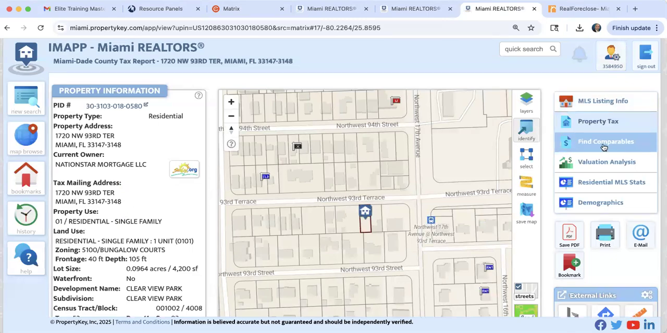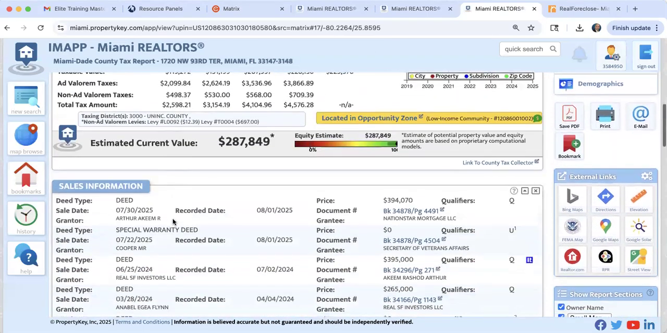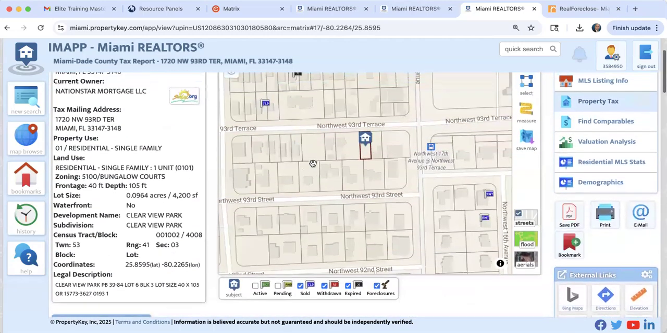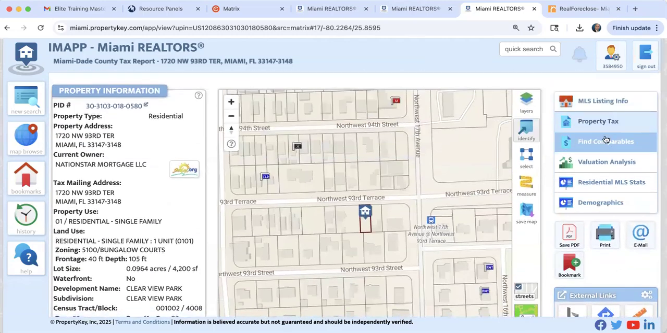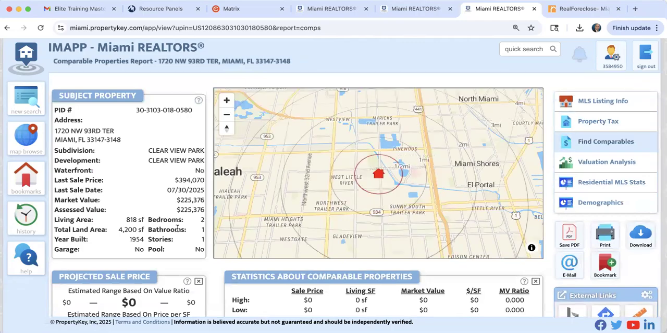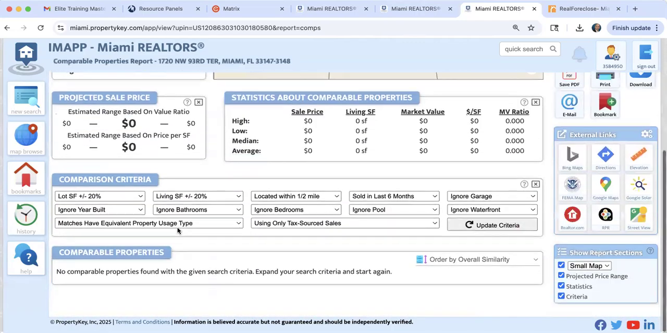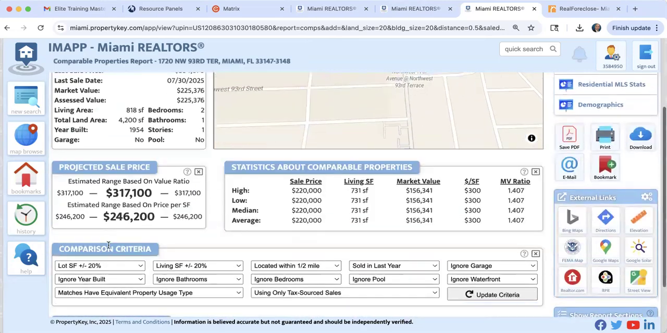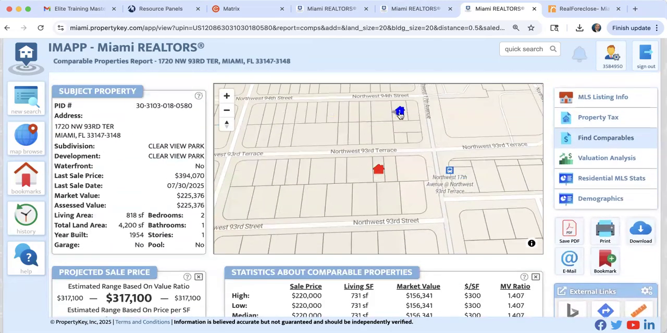We start the whole process. When was the foreclosure? You're going to take a look over here. Nation Star Mortgage assumed the property for 394. Then you come over here, hit find comparables, and let's see if we have any comps. Within this area, within the last 6 months, there are no comps. Go back a year, and we do have one comp, guys, and it's right here.